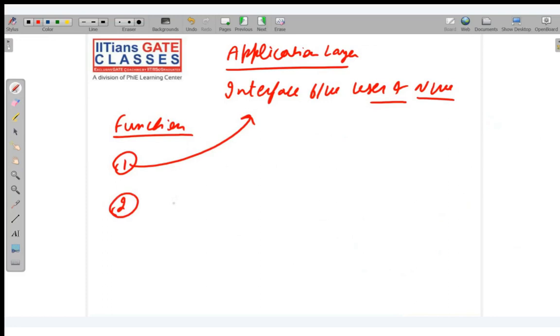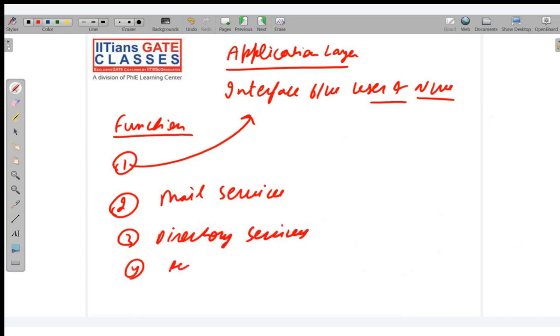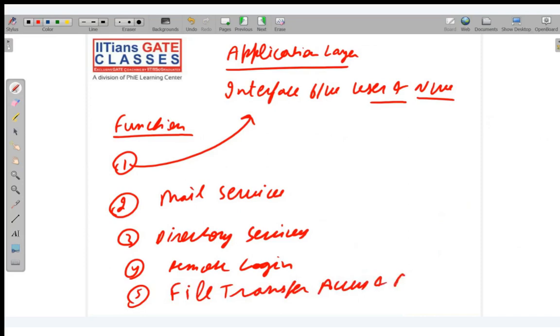Second, it provides multiple services like mail services, directory services. You should remember the names, no need to dig deep into this. Then remote login, like telnet and all, you have heard the word. File transfer, access and management, FTAM, that is also done by the application layer. Okay, so I think now we have done all the layers. So this was layer number 7, the application layer.